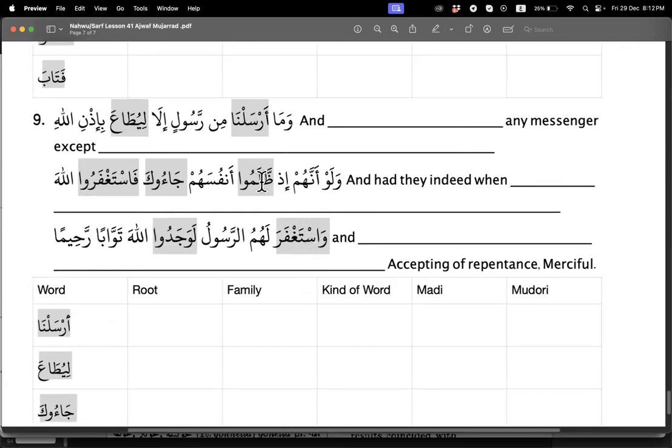Okay. So had they, when they wrong themselves, had they come to you and then they ask forgiveness from Allah and then the Rasul also asked forgiveness for them, then what happened? La wajadu: la wajada, waw, jim, dal. This one is fi'il madi hum. Good.